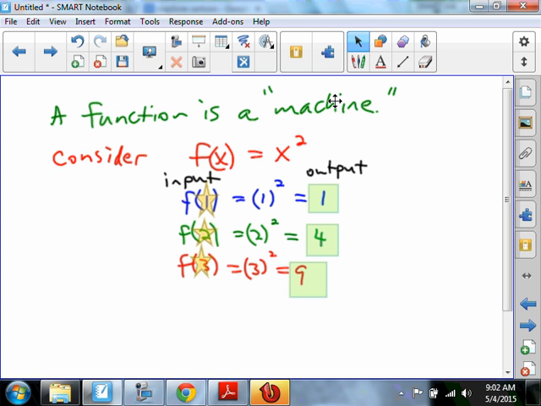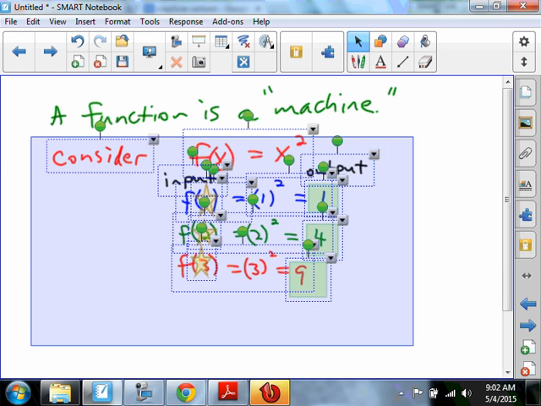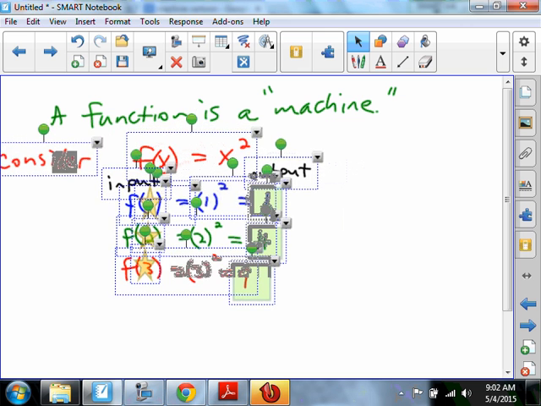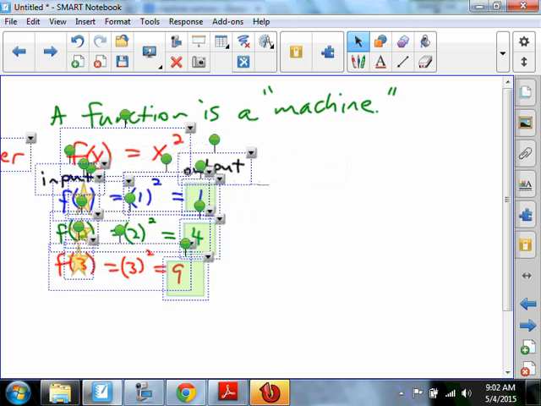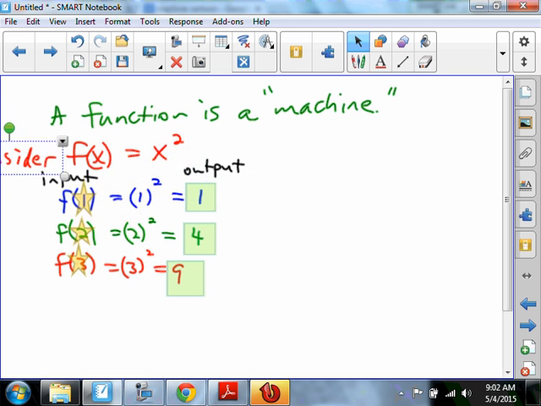So let's think about another function now. Shrink this down a little bit. Okay, so let's look at g of x now. We'll say g of x is x minus 3. Okay. g of x is x minus 3.